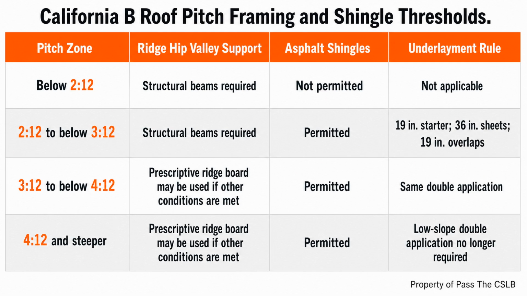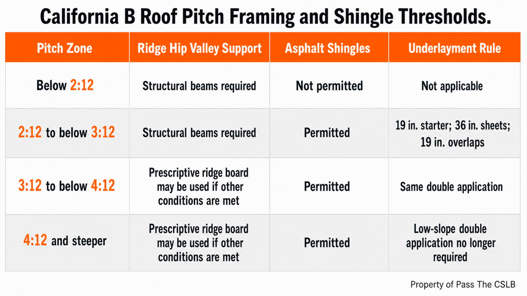When I say 4 and 12, I mean the roof rises 4 inches for every 12 inches of horizontal run. I do not use the length of the sloping rafter as the run. The run is the horizontal projection. That distinction matters when I read plans, check a framed roof, estimate roof area, or coordinate a roofing material that has its own minimum slope.